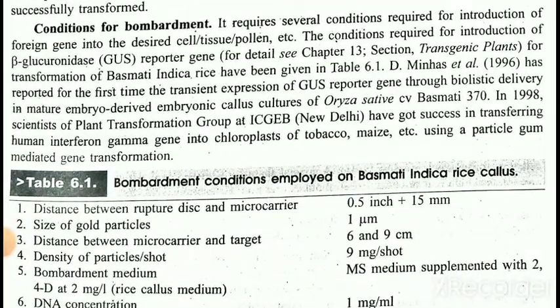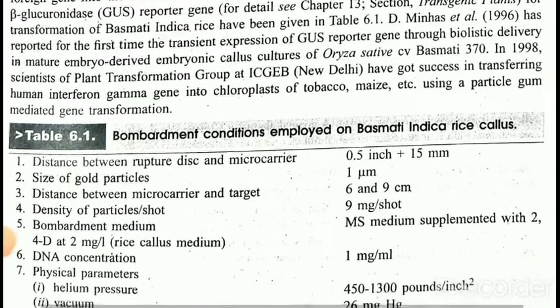Conditions for bombardment. It requires several conditions for introduction of foreign gene into the desired cell, tissue, pollen, etc. The conditions required for introduction of the beta-glucuronidase GUS reporter gene for transformation of basmati indica rice have been given in Table 6.1. For details see Chapter 13, section Transgenic plants. D. Manhas et al. 1996 has reported for the first time the transient expression of GUS reporter gene through biolistic delivery in mature embryo-derived embryonic callus cultures of Oryza sativa cv. Basmati 370.